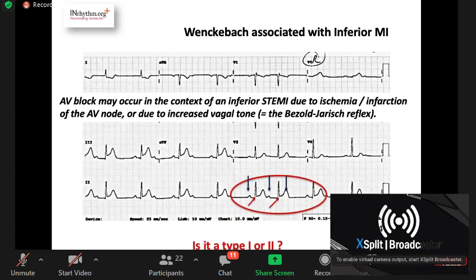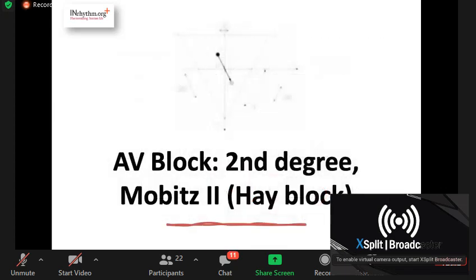Then you will wonder whether it is a type 1 block or a type 2 block. So it looks pretty much like a Wenckebach. So it has to be a Mobitz type 1 AV block. Now there is another variety of second degree AV block, which is pretty much fixed. Such fixed blocks are otherwise called the Mobitz block.